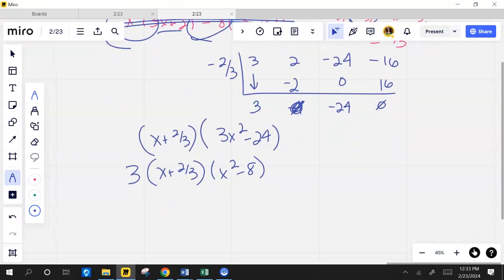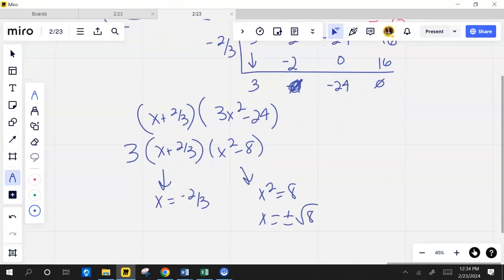And whenever I set equal to 0, I get negative 2/3. X squared is 8, which means x is plus or minus square root of 8, which of course is 2√2. So even if you didn't recognize that it could factor there, I could still go here and do that with the PRZ, if that makes sense.